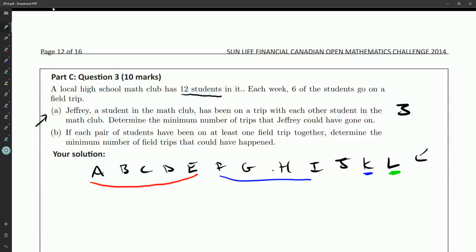All right, so each pair of students have been on at least one field trip together. Well, that's sort of what we did in A, though. Jeffrey was our singled out student. So the 3 that we learned of in part A actually has meaning in part B here. Let me see if I can put this together properly.